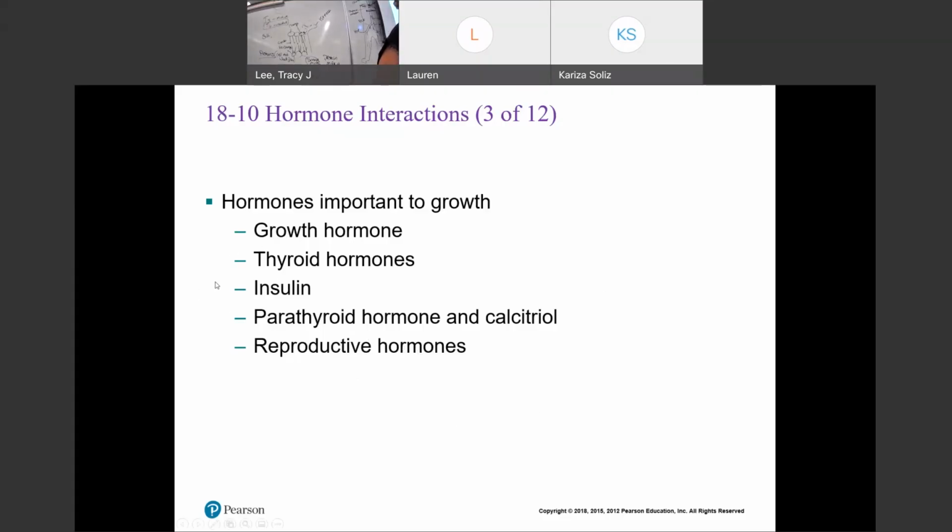So I would definitely understand that all of these are tied together for growing. None of these work by themselves. A lot of people tend to think, oh, growth hormone's the only one involved in growing. It's not. It takes all of these guys to have what it needs to create this growth.